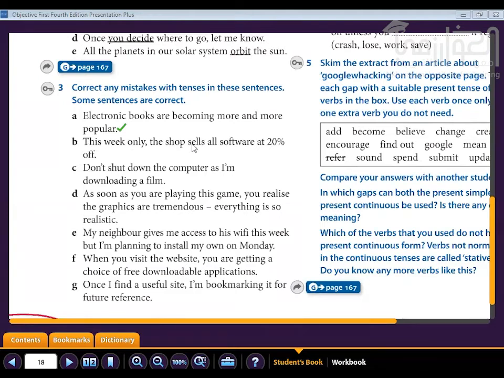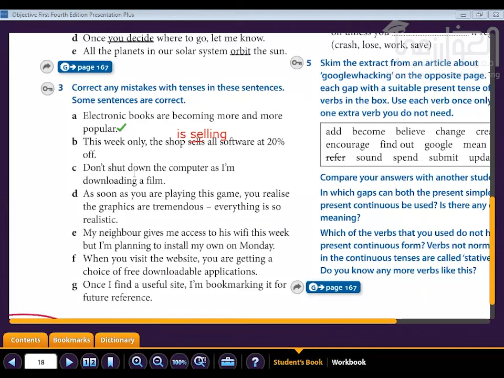We use the present continuous. This is happening this week. So we cancel sells, and then we write is selling. So we cancel this sells, and then we replace it with is selling. This should be the shop is selling. Okay, so this is the correction we've made in the sentence.